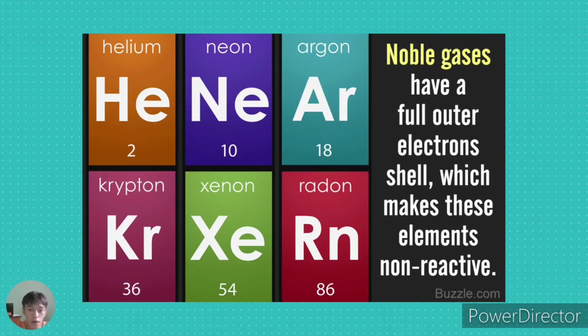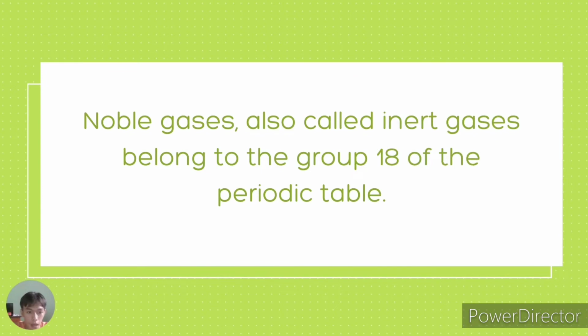Noble gases have a full outer electron shell, which makes these elements non-reactive. Noble gases, also called inert gases, belong to group 18 of the periodic table. These gases are helium, neon, argon, krypton, xenon, and radon.